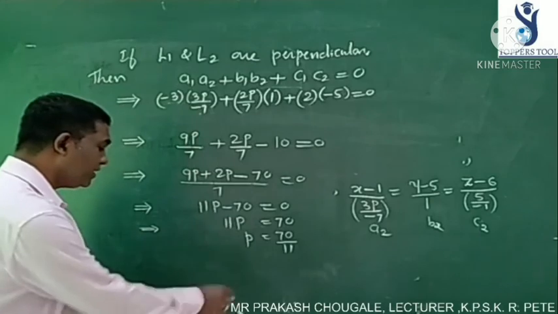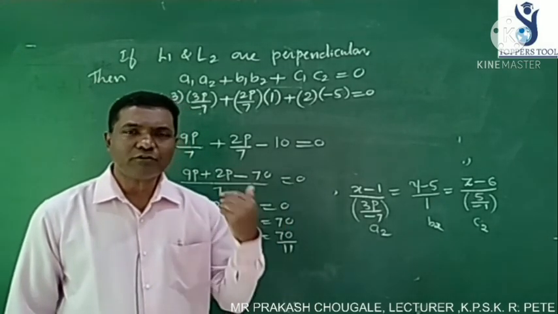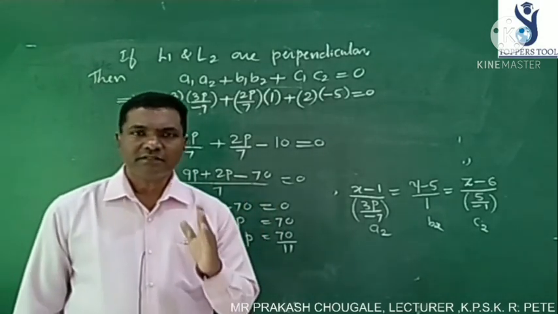So in this way, you learn how to find the value of some unknown. It could be k, it could be lambda, it could be p. So just understand the condition of perpendicularity.